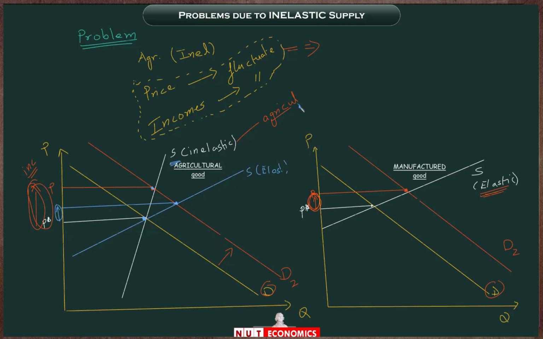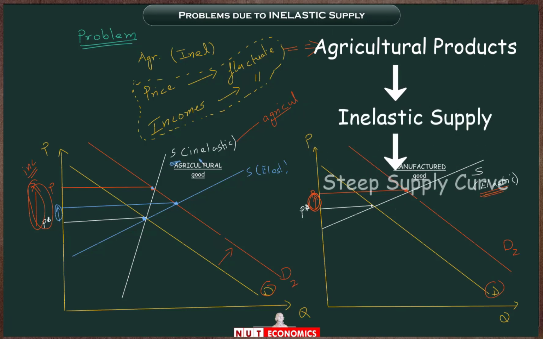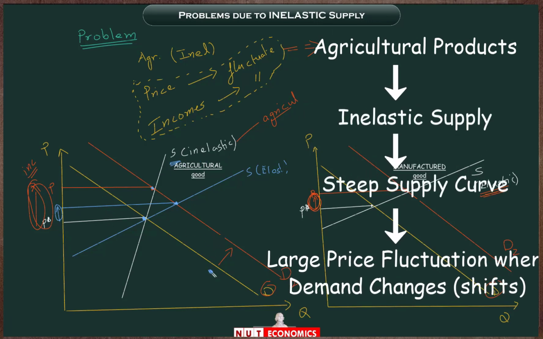So agricultural products, when they have an inelastic supply, their prices fluctuate a lot as demand changes in the market, and therefore the incomes of the farmers fluctuate. And that is how you explain this problem caused by the inelasticity of supply.